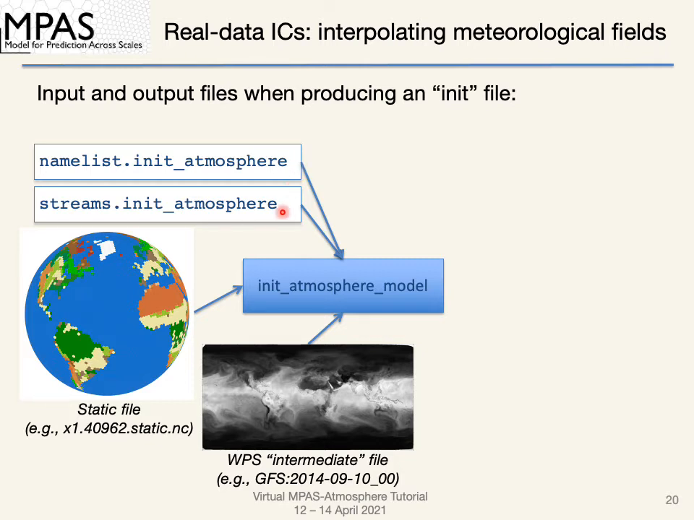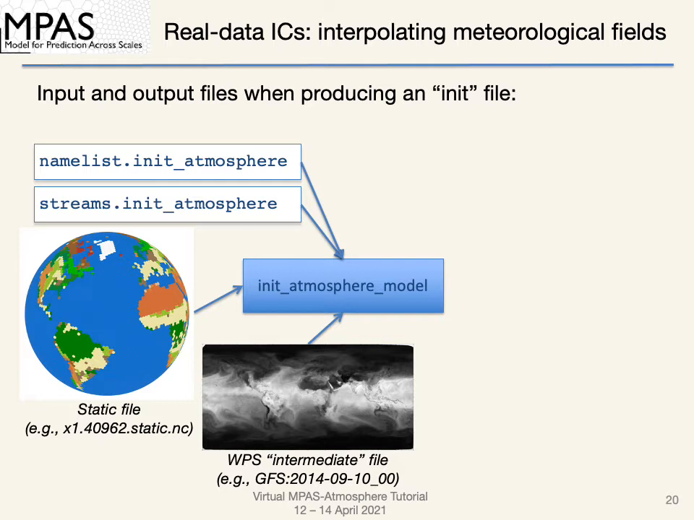And then we're also going to need to make some changes in our streams.init_atmosphere file to tell the init_atmosphere model program the name of our static field that will be read as input and the name of the netCDF file that we want to write as output. And this output file now will contain 3-dimensional atmospheric fields that will serve as our initial conditions for the model.